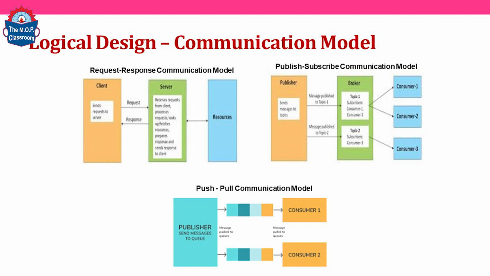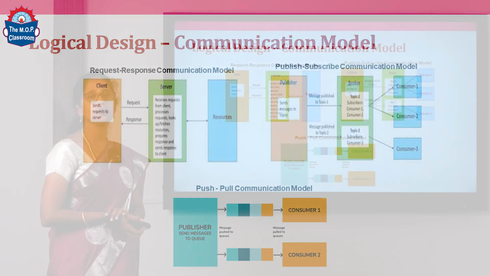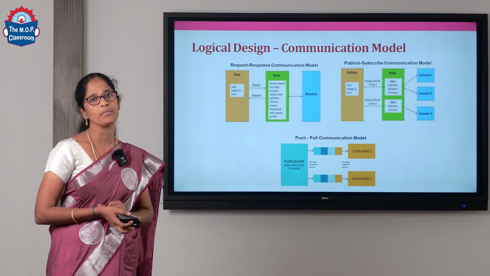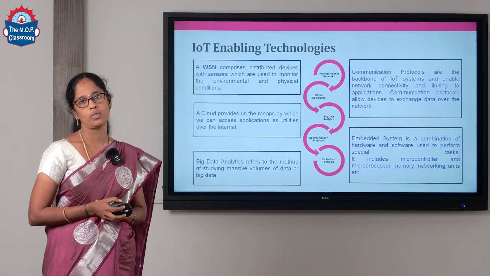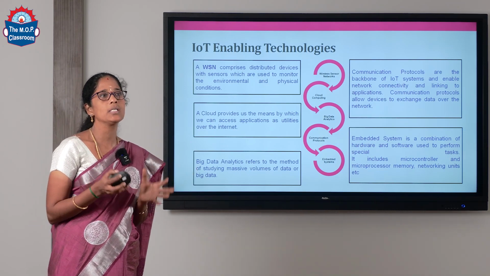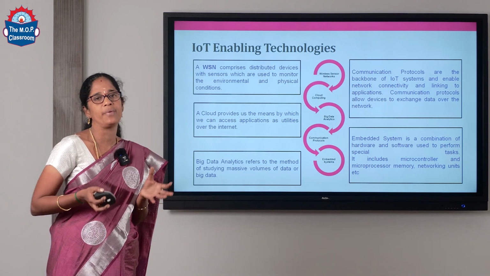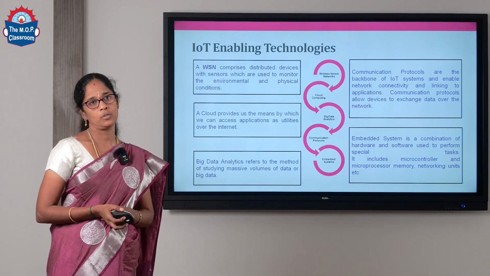So, through a middle agent called the broker, the information will be dispatched to the subscribed consumers. In the third model, the push and pull communication model, all the information is sent to a queue. So, from the queues, the consumers collect the information. So, this is the third way of communicating with respect to IoT devices. Then moving on to the IoT enabling technologies. These are the advanced technologies that make IoT happen in the real world.